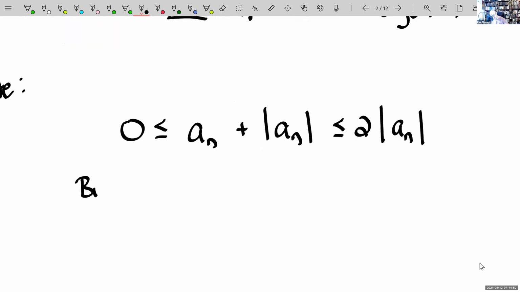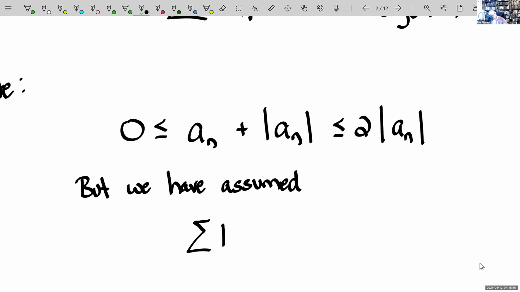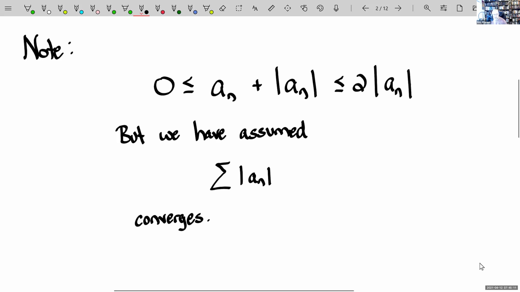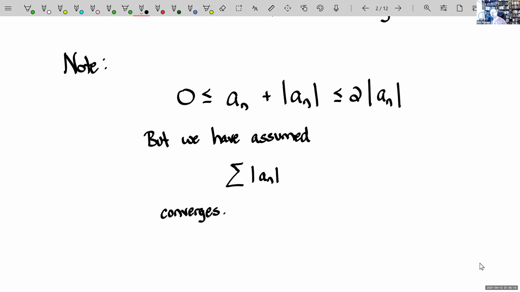But we know, or we have assumed, that the summation of the absolute value converges. Remember what we're trying to show. We're trying to show that the summation of a sub n is convergent. Okay.